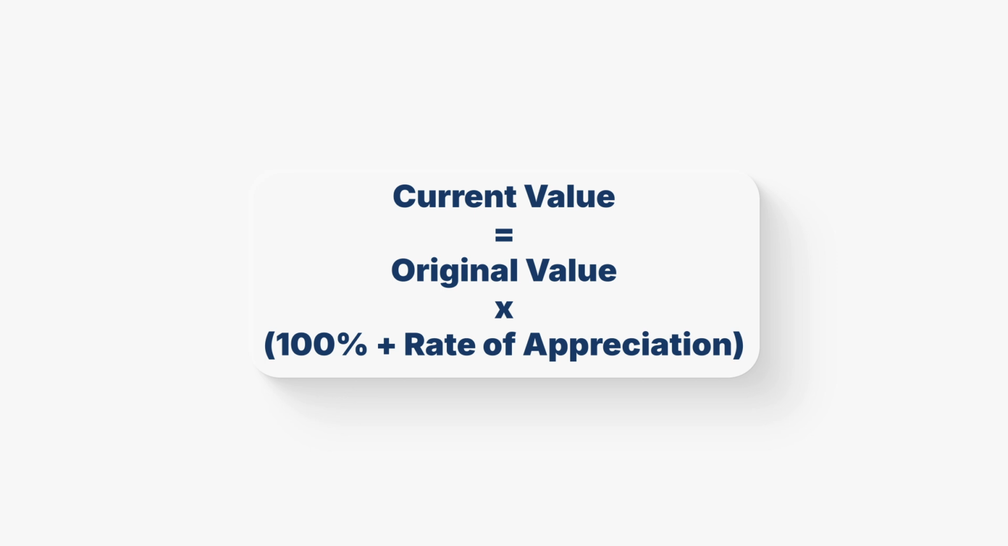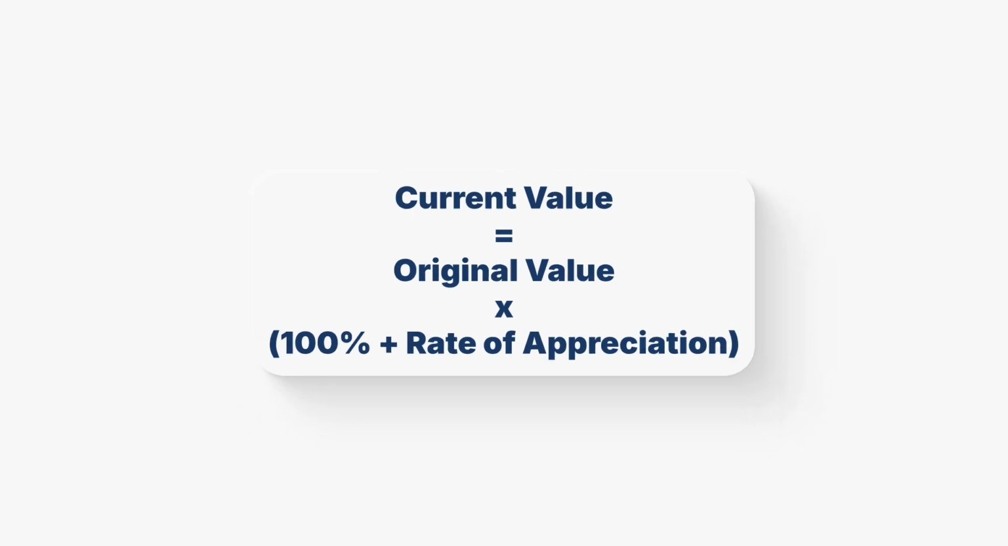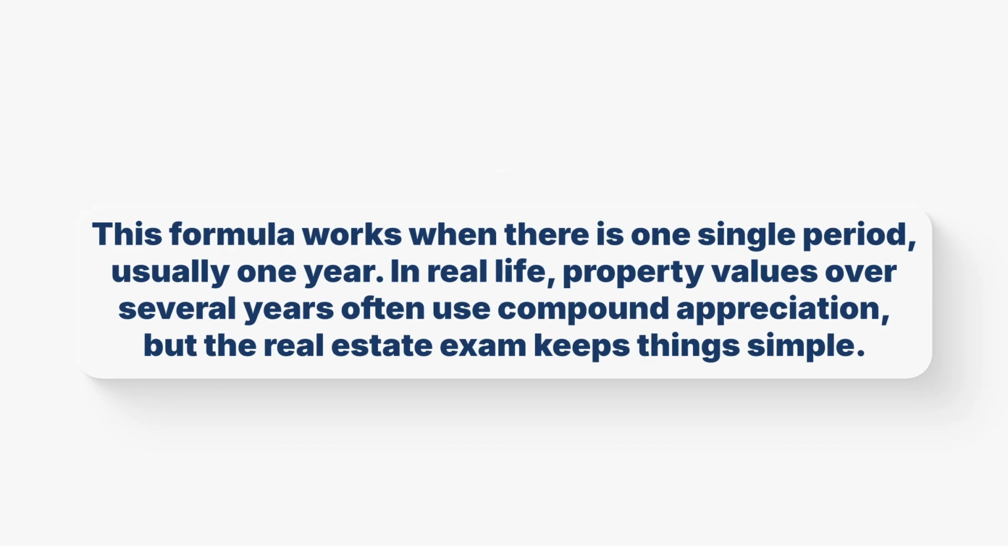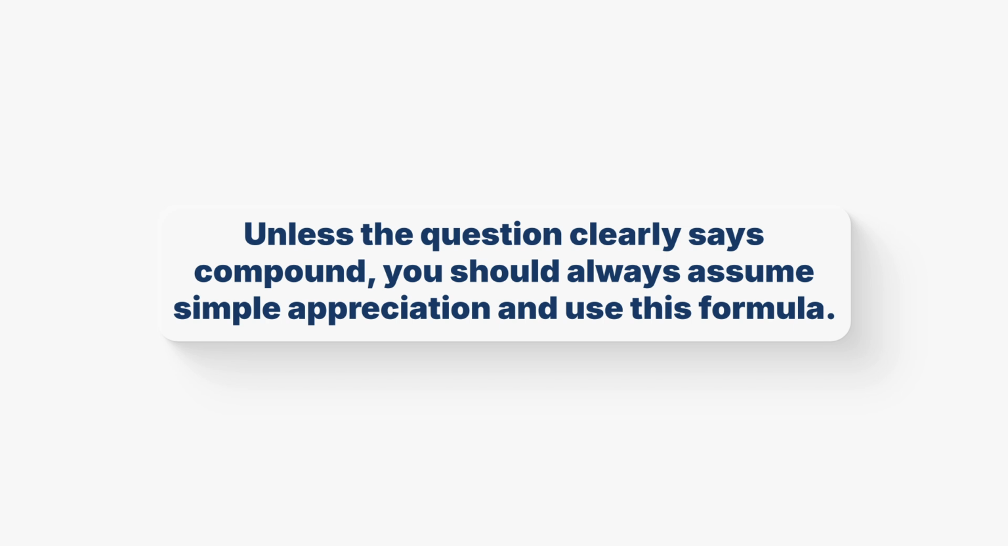The formula is current value equals original value times 100% plus rate of appreciation. This formula works when there is one single period, usually 1 year. In real life, property values over several years often use compound appreciation, but the real estate exam keeps things simple. Unless the question clearly says compound, you should always assume simple appreciation and use this formula. That's why this is the correct approach here.